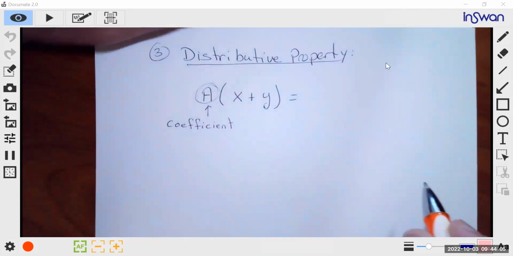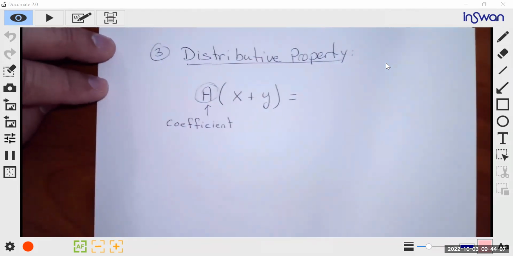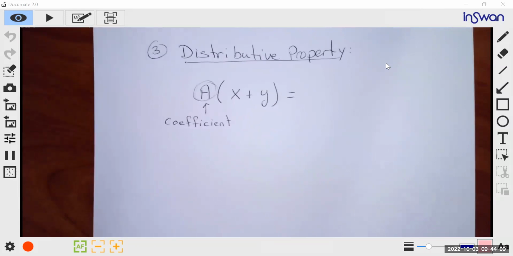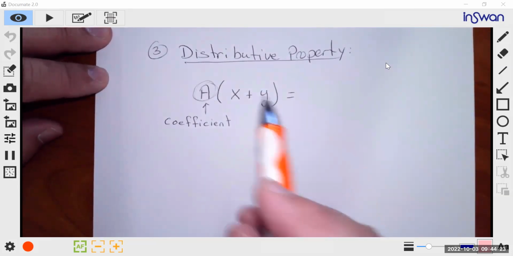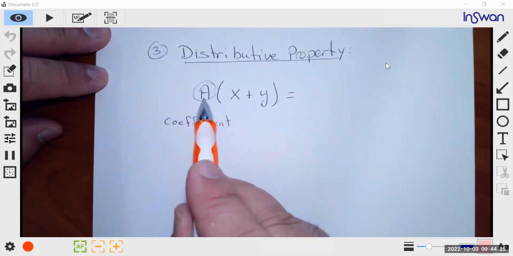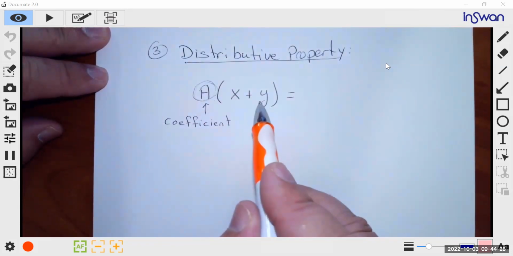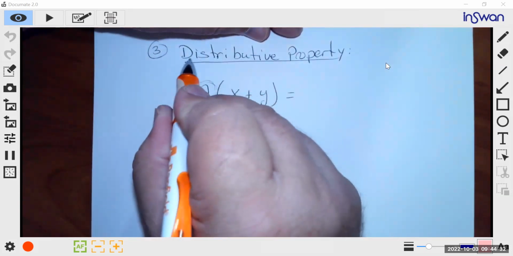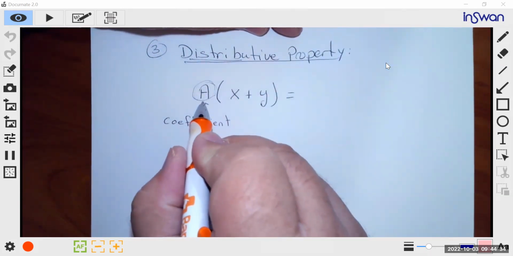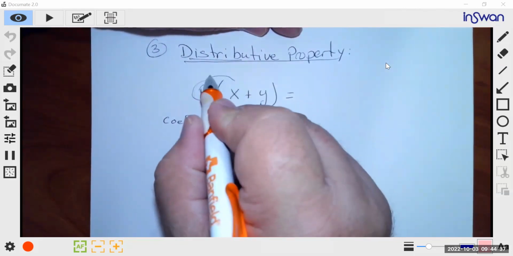It's called a coefficient. A coefficient is any number in front of a parenthesis or in front of a variable. The distributive property, again, it combines multiplication, so it's a times x plus y. And it combines multiplication and addition. So we have to distribute whatever is in front of the parentheses into everything inside the parenthesis.